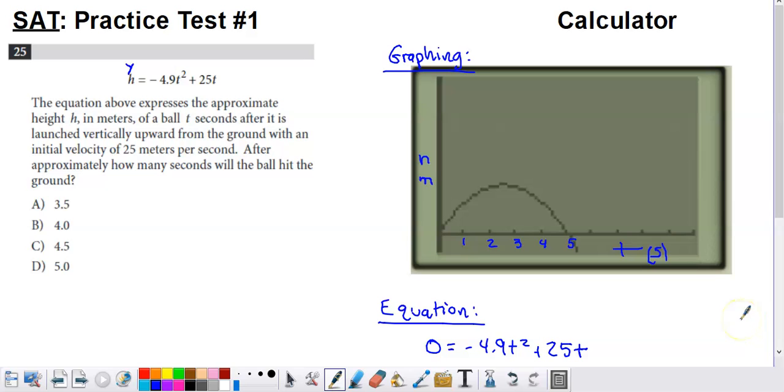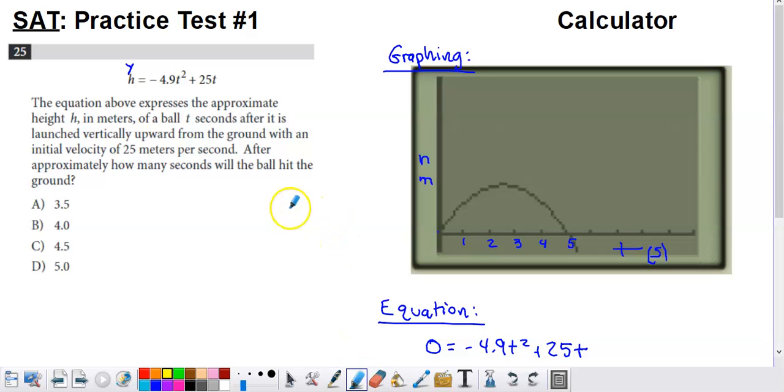And so what we can think about by looking at this graph is we see that initially the ball is on the ground, right? At time zero, the ball is still 0 meters above the ground. And then as time goes on, the ball starts to rise, rise, rise, and then it's falling, falling, falling until it's back on the ground at this moment right here.